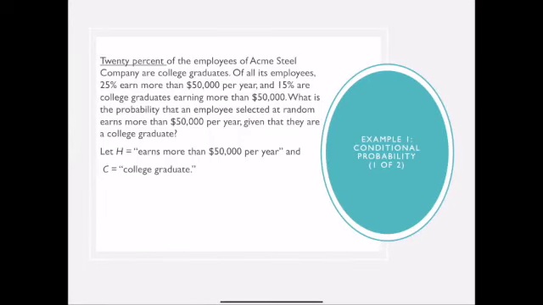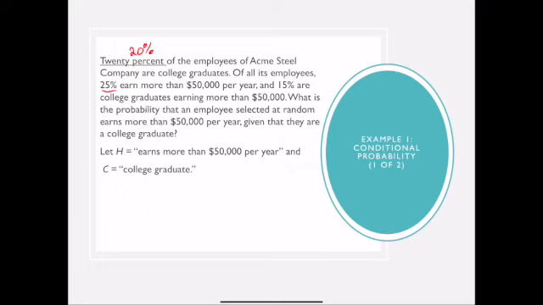20% of the employees at Acme Steel Company are college graduates. Of all its employees, 25% earn more than $50,000 per year, and 15% are college graduates earning more than $50,000 a year. So what's the probability that an employee selected at random earns more than $50,000 per year given that they are a college graduate?